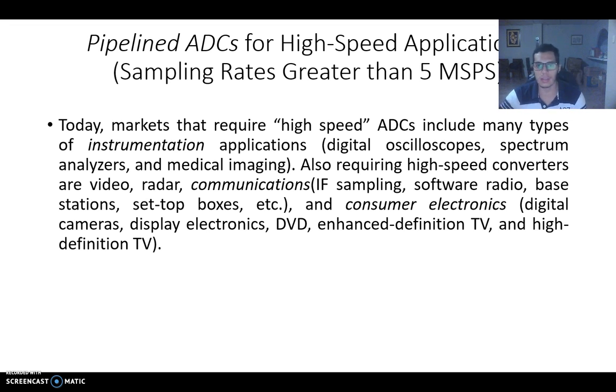Pipelined ADCs for high-speed applications, sampling rates greater than 5 MSPS. Today, markets that require high-speed ADCs include many types of instrumentation applications, digital oscilloscopes, spectrum analyzers, and medical imaging. Also requiring high-speed converters are video, radar sampling, software radio base stations, set-top boxes, etc., and consumer electronics, digital cameras, display electronics, DVD, and high-definition TV.